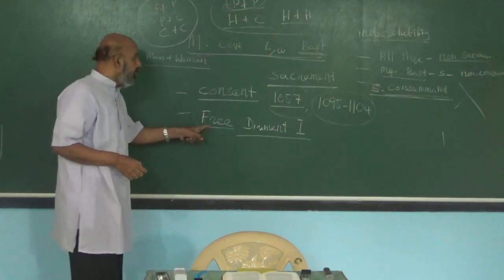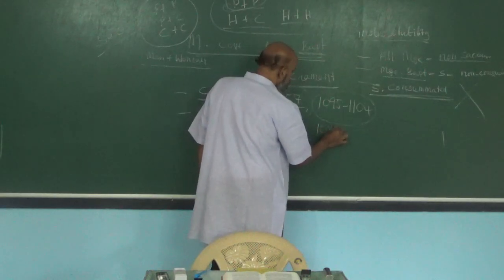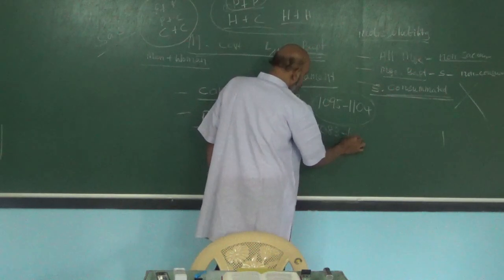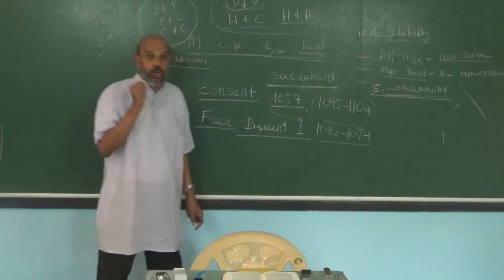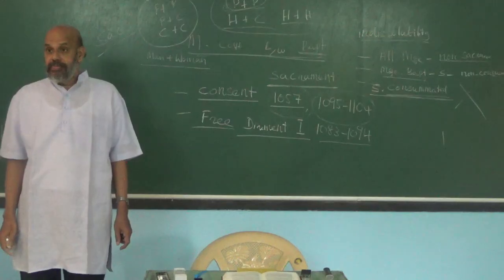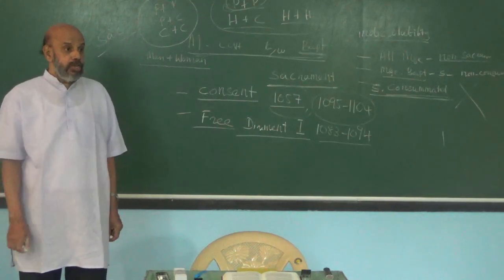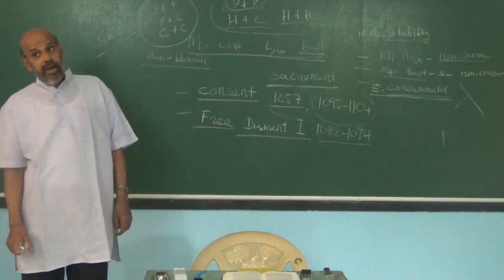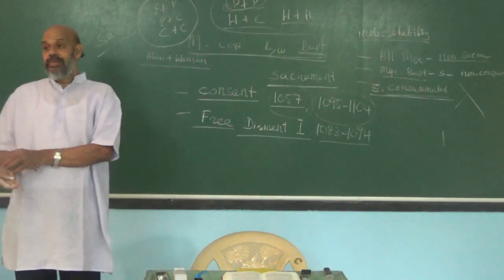That's the second thing. The impediments are explained, for example, in Canon 1083 to 1094. 12 impediments are there. We should know each of them. You have no excuse of not knowing them. You should know what the 12 impediments to marriage are. What are divine law impediments? What are merely church law impediments?